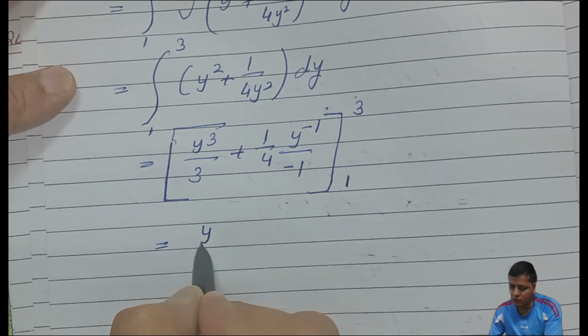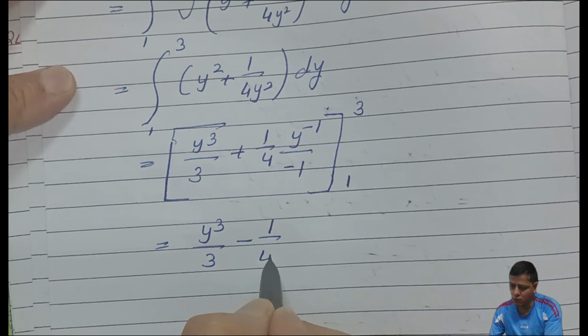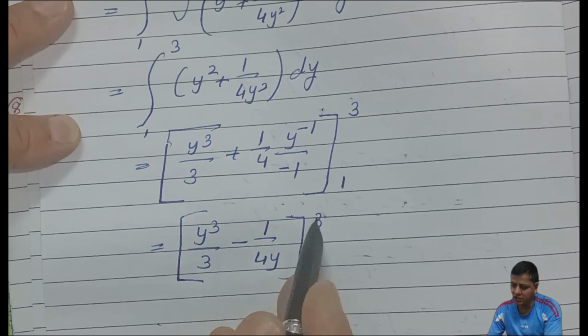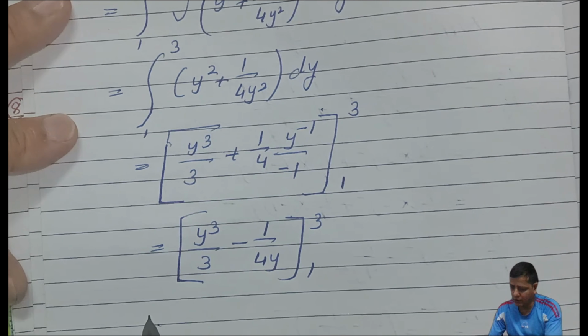So this is what you get. Now further, what you get is y to the power of 3 by 3 minus 1 by 4y, the whole. You get again 3 and 1 over here also, you get the same. And then finally, once you replace y with 3, and again replace with 1 and subtract, you will get your value.